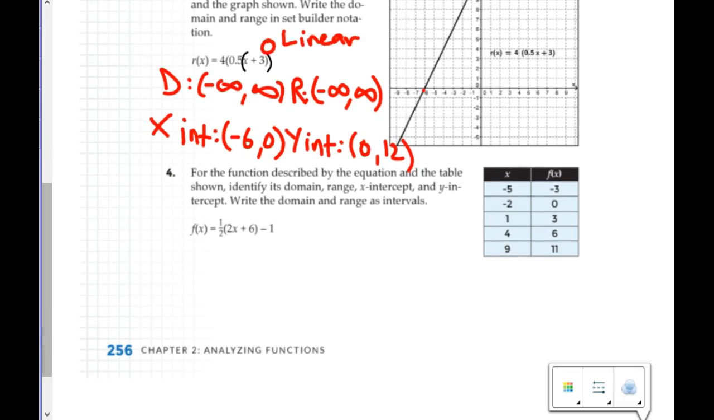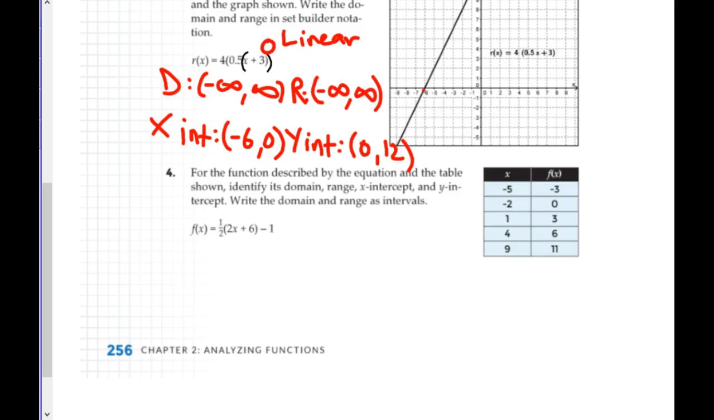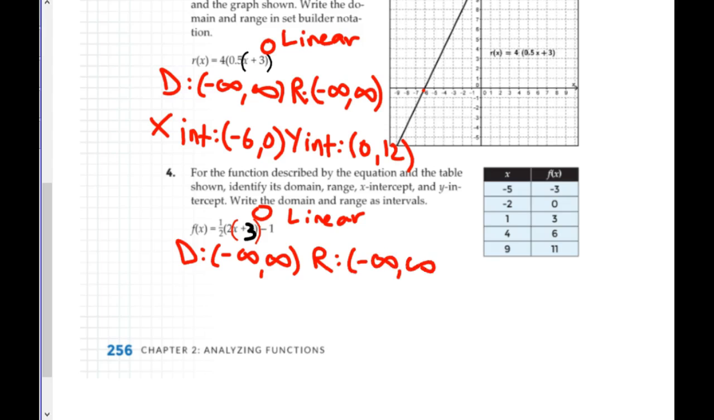Now on yours, this looks a little different. Let's keep having to fix this. So this should be like this, and then this is a 3. Alright, so using that graph, identify the domain and range. Now once again, if there's no exponent there, it's linear. You can graph it and see it's linear. So the domain is negative infinity to positive infinity. The range is negative infinity to positive infinity.